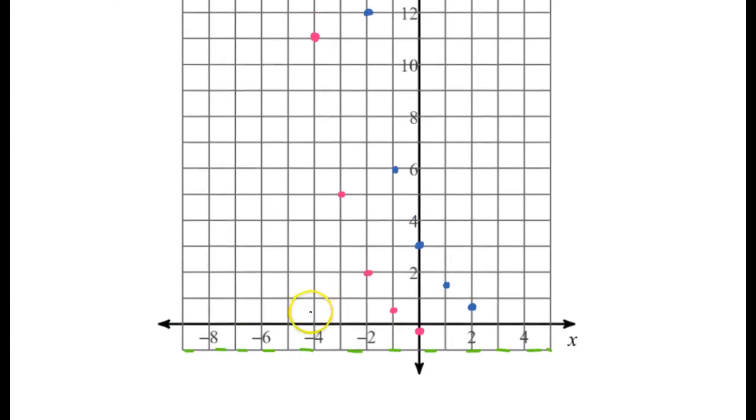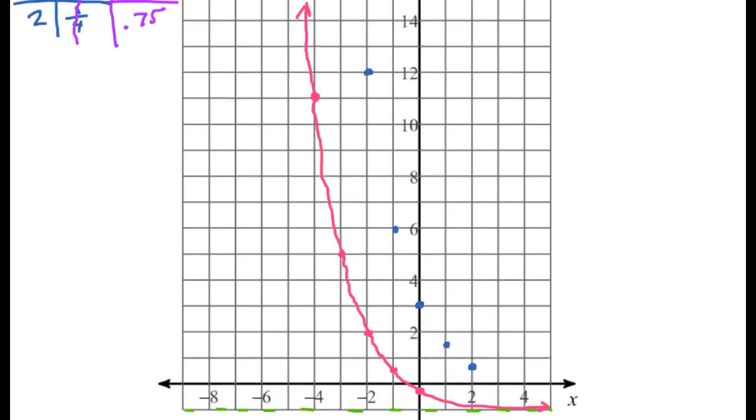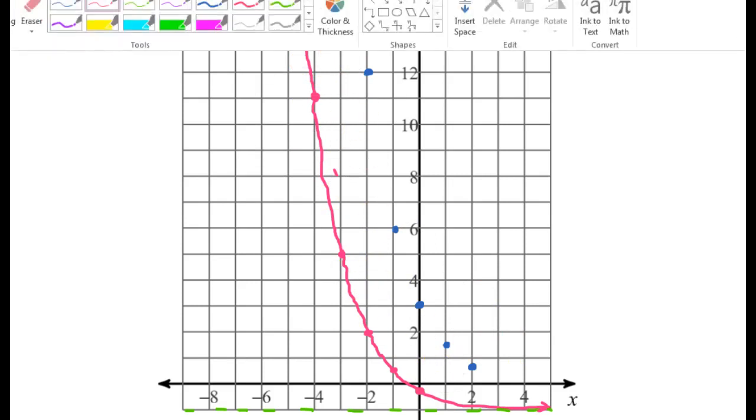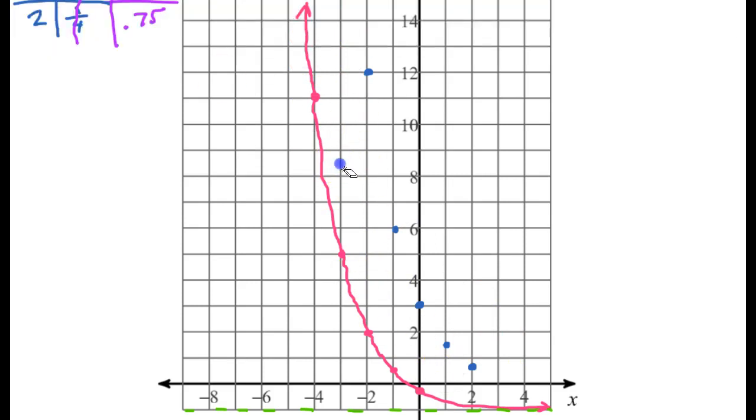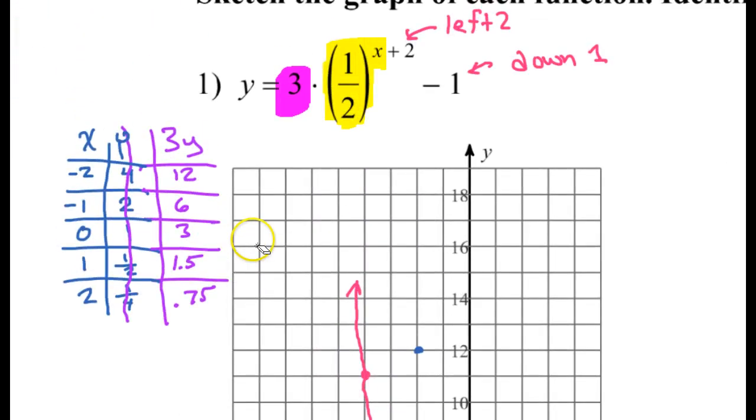All right, so these red dots represent my final answer. So your graph should look something like this. I apologize for how jagged this looks, but this is actually really tough to do with the digital pen that I'm using. All right, that's it. That's how you graph an exponential function.